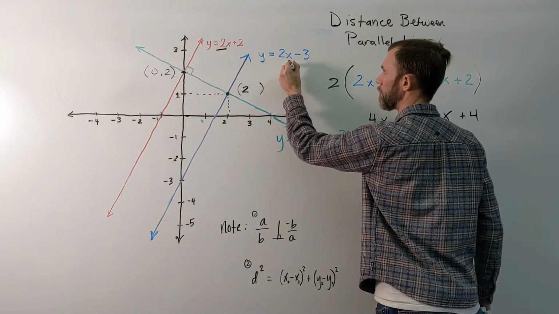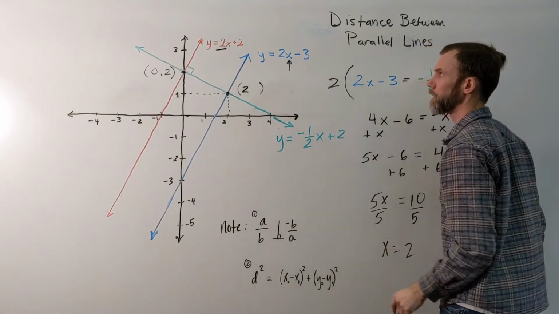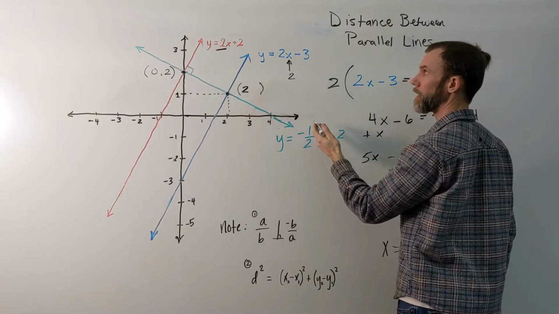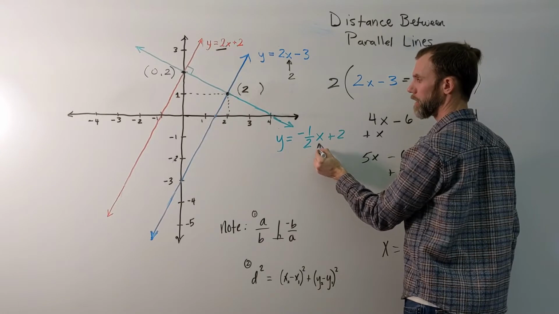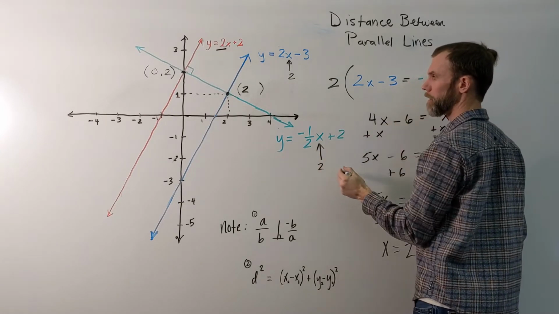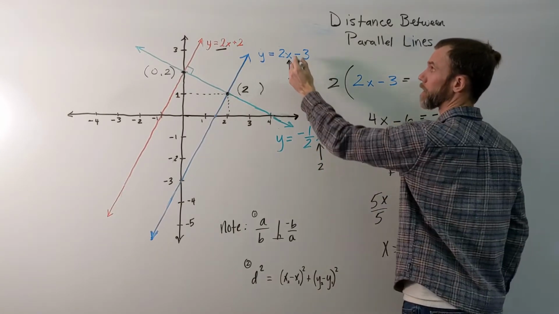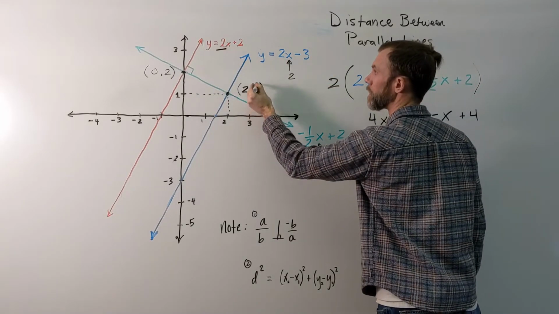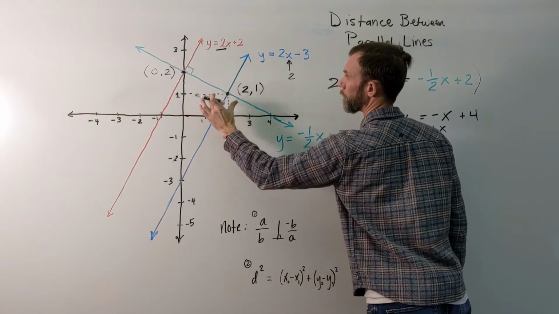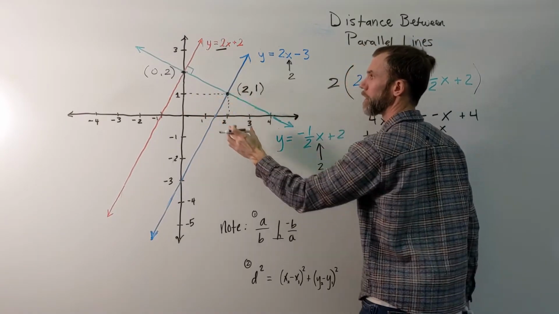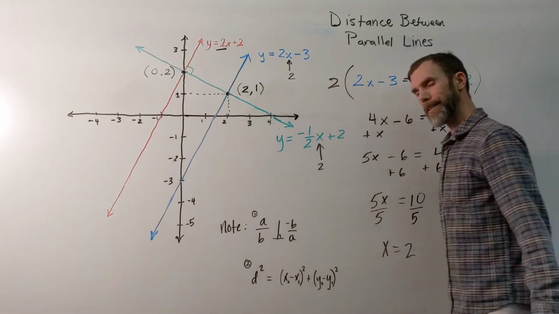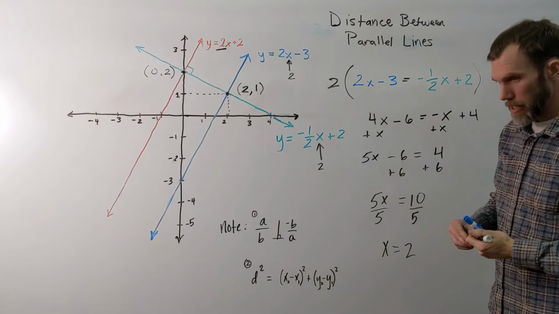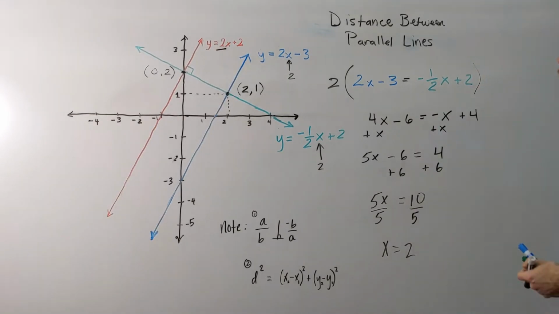So if x is 2, I can plug it back into either the blue or green line, because at that point they're the same and the x is the same. I can plug it in here, which would be 2 times negative 1/2, or I can plug it in here, which is 2 times 2 is 4, that might be easier, 4 take away 3 is 1. So the height is 1, and the x value is 2 for both lines. Now we can run the distance formula. I'm going to make some space.